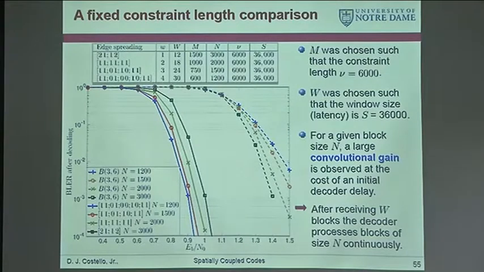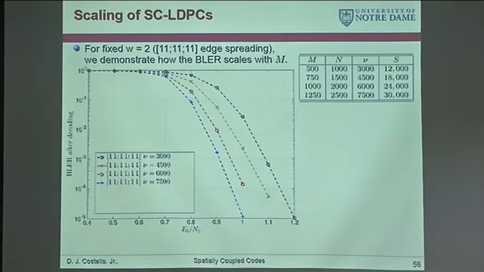And the comparison is similar. We still show this kind of convolutional gain. Now, let's do the other thing that I mentioned. How about if we fix the coupling width, the code memory, and scale the lifting factor? So our coupling width is 2, and we choose bigger and bigger lifting factors, giving us bigger and bigger blocks to decode, larger constraint lengths, and larger latencies.